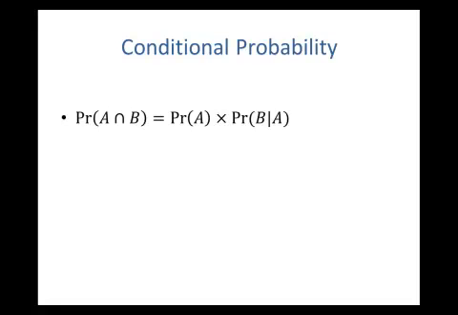Conditional probability formula: probability of A intersection B is equal to the probability of A by the probability of B given that A has occurred, and if we rearrange this formula we get the probability of B given A is the probability of A intersection B over the probability of A.